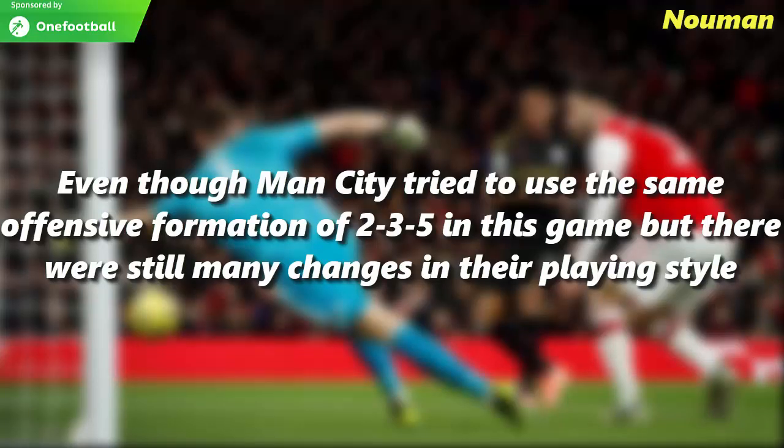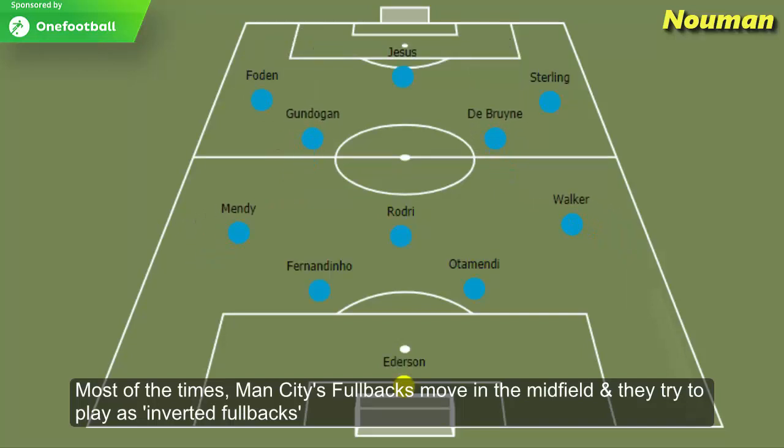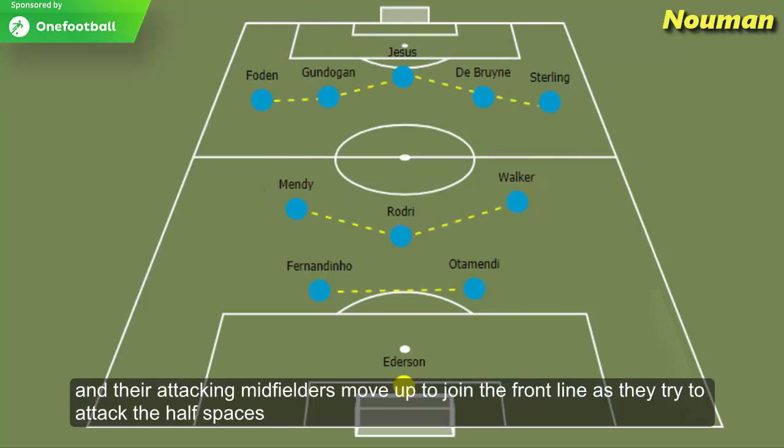Even though Man City tried to use the same offensive formation of 2-3-5 in this game, there were still many changes in their playing style. Most of the time, Man City's fullbacks move in the midfield and they try to play as inverted fullbacks, and the attacking midfielders move up to join the front line as they try to attack the half spaces.